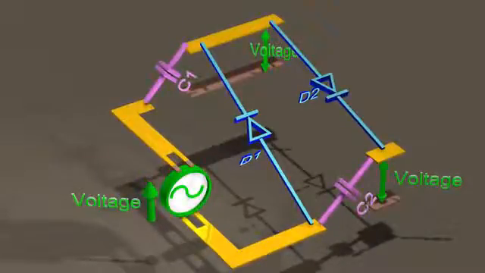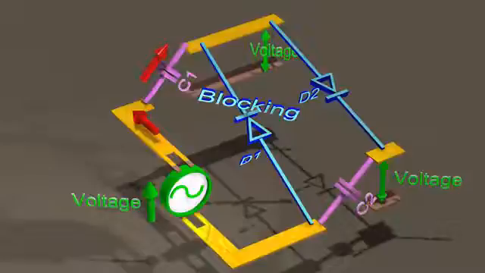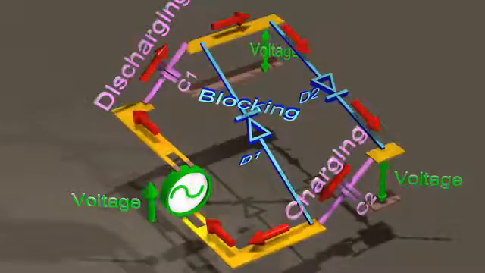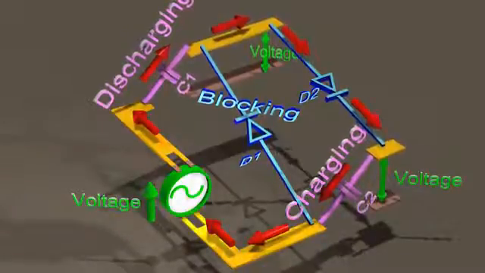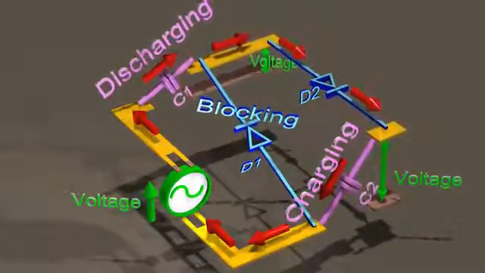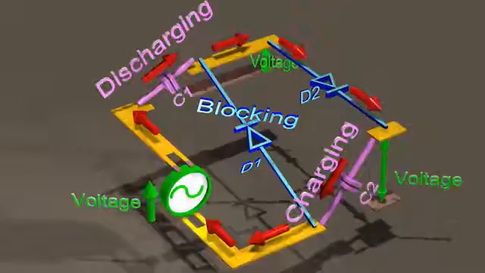When the AC input voltage changes direction yet again, diode 1 will block current from flowing through it. And the only path the current can take is by passing through diode 2, thereby discharging capacitor 1, but charging capacitor 2 to an even higher voltage. We now have a situation where the output voltage is higher than the input voltage.